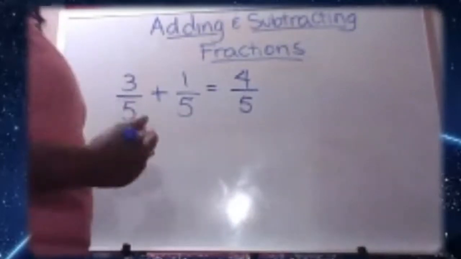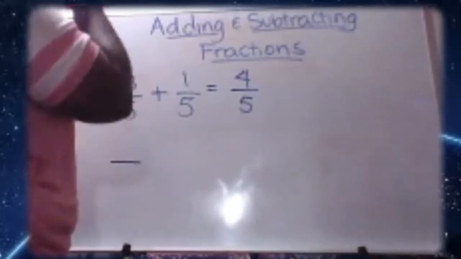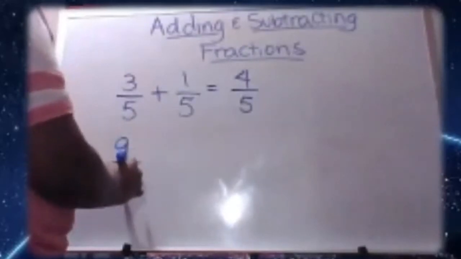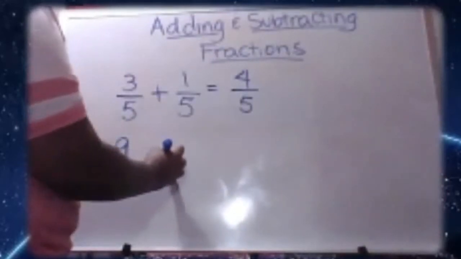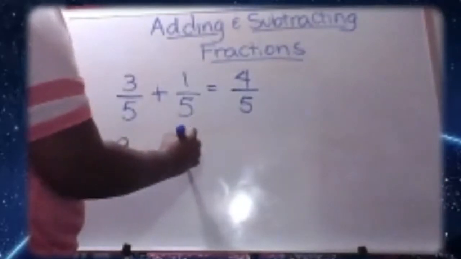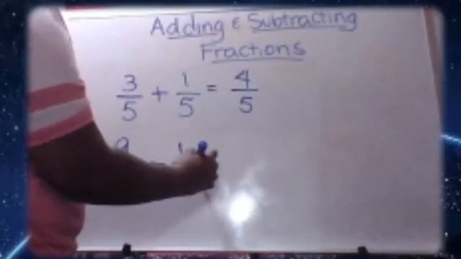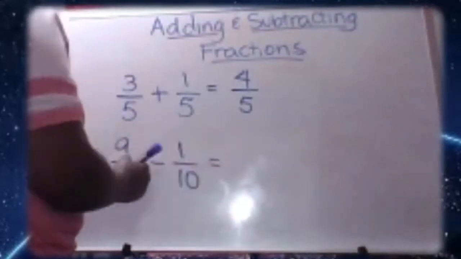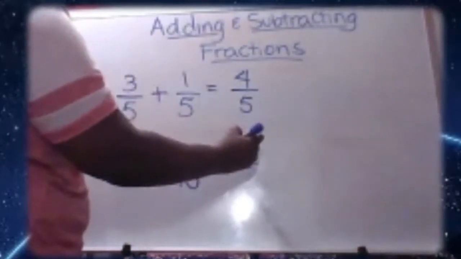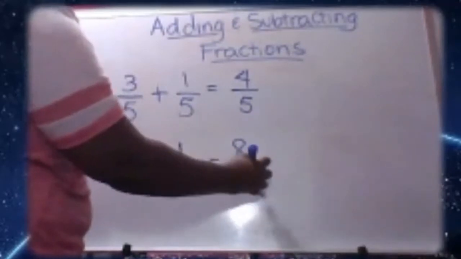The rule also applies for subtraction, that in order to subtract two fractions, we need to have the same numbers on the bottom of the two fractions that we're subtracting. So let's say we have 9 over 10 minus 1 over 10, we subtract 9 minus 1 is 8 over 10.